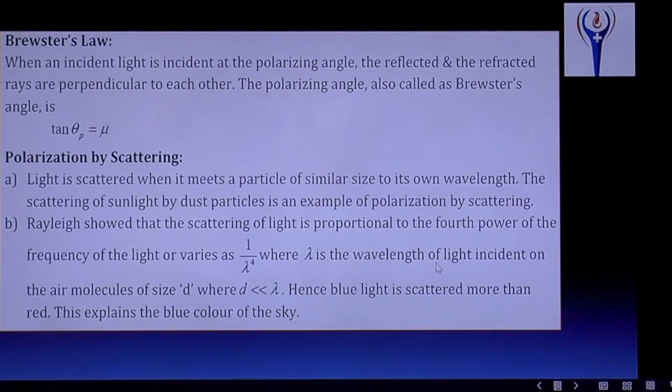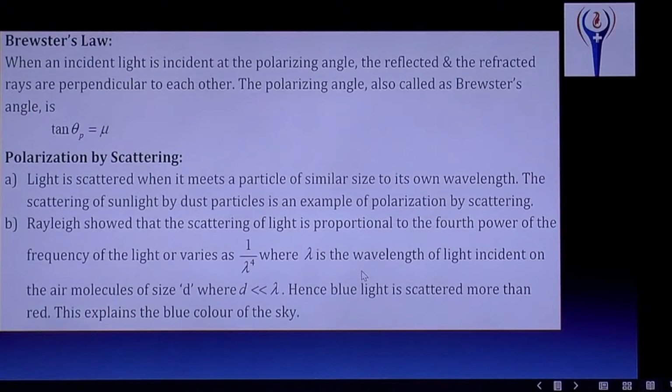This applies to the wavelength of light incident on an air molecule of size d, where d is very, very less than lambda. And blue light is scattered more than red. That's why the sky appears blue. Actually, in VIBGYOR, violet or blue has the shorter wavelength, and red is a longer wavelength. So blue light is scattered more, and the sky appears blue. Blue or violet, which has shorter wavelength, scatters more.